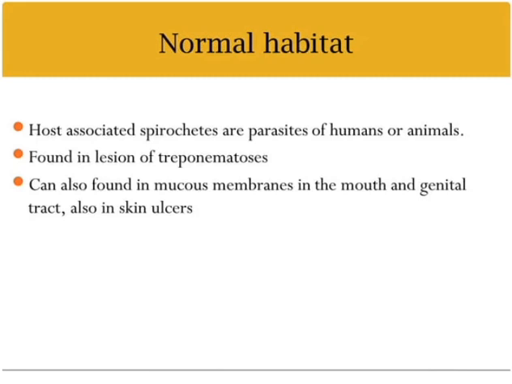Normal habitat: they are host-associated spirochaetes. They are parasites of humans or animals. They are found in the lesions of treponematoses. They can also be found in the mucous membranes of the mouth and genital tract, and also on the skin.